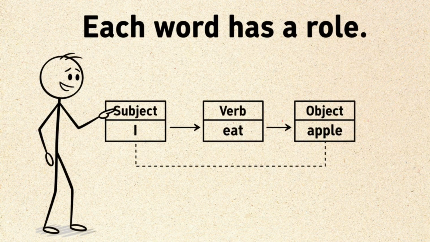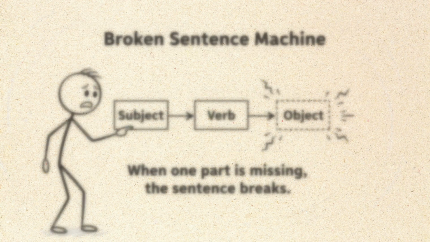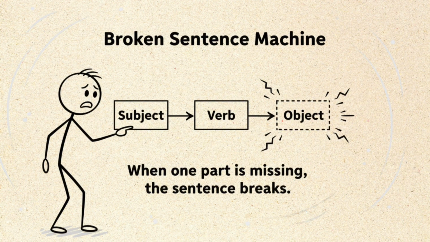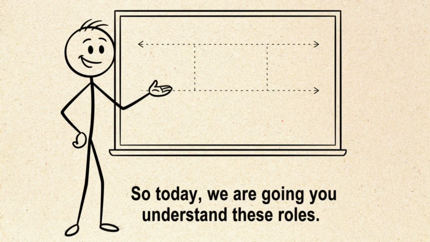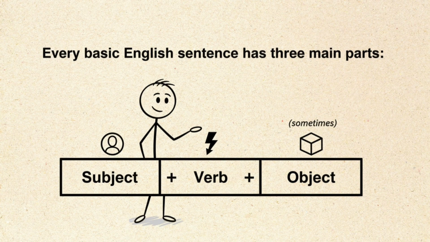Each word has a role. When the roles are correct, the sentence works. When one part is missing, the sentence breaks. So today we are going to understand these roles. Part 2. The foundation of every English sentence. Every basic English sentence has three main parts: subject, verb, sometimes object.